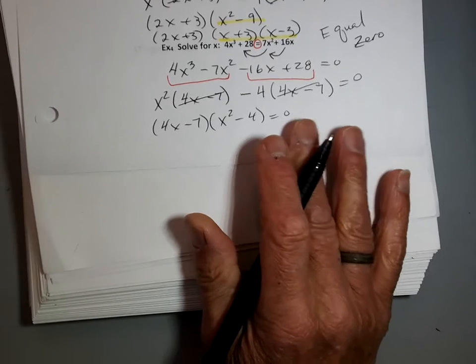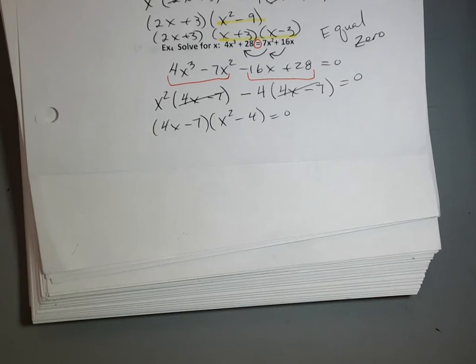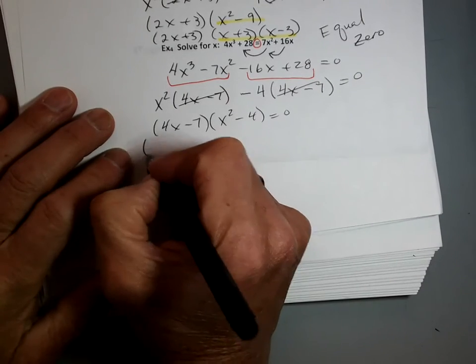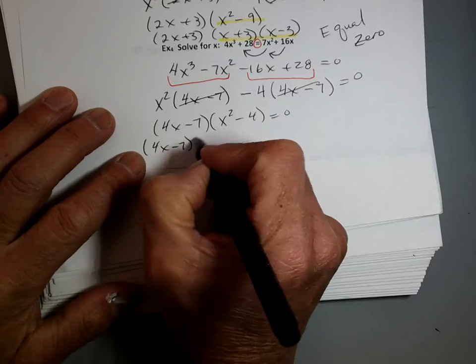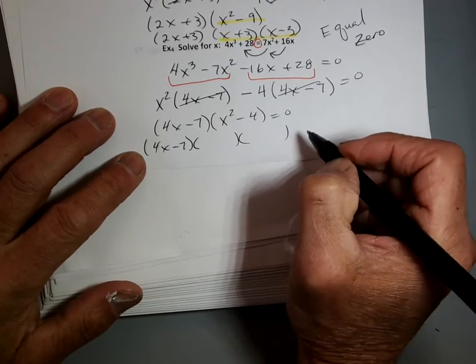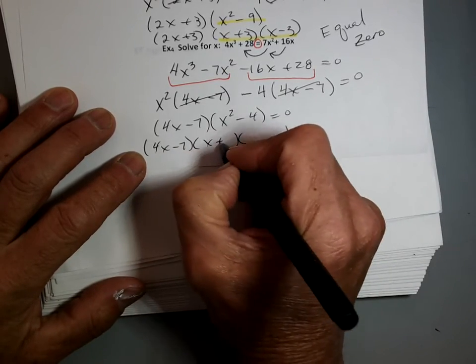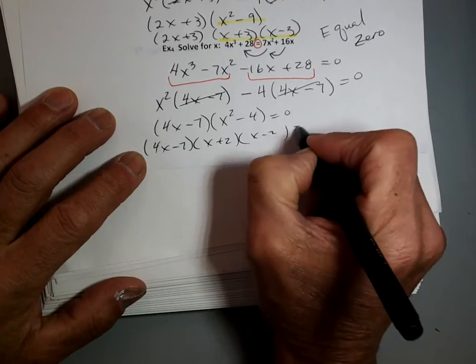Now, there will be 3 answers, so I'm thinking I need to factor one more time. Do you see it? Okay, do you guys see it? Riley, what am I going to do? Factor one more time? X. What she said. X plus, how about x plus 2, x minus 2? You guys okay with that?